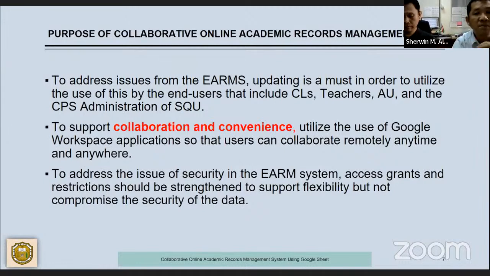Due to the limitations mentioned in the current system, there is really a need to update the system to serve different end users like the course leaders, the assessment unit, the administration, and other concerned teachers. The purpose of utilizing Google Workspace as well is to support convenience and to support collaborative and remote work with the end users anytime and anywhere. Then security is one of the concerns of the previous system. That is why in this new collaborative online academic records management, we address this to improve the access grants and restrictions that are being strengthened and to support flexibility with security also.